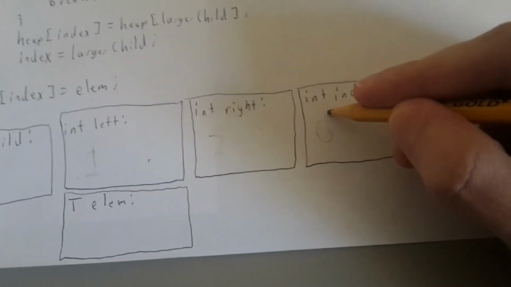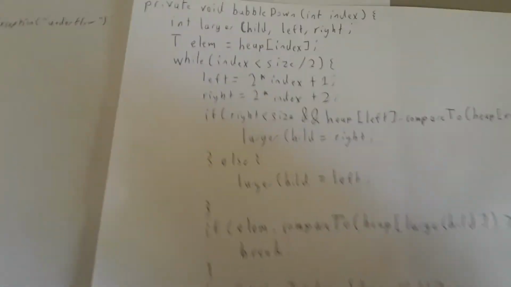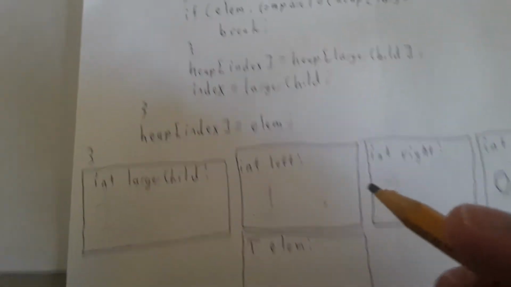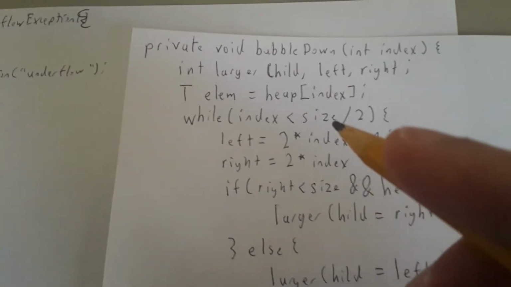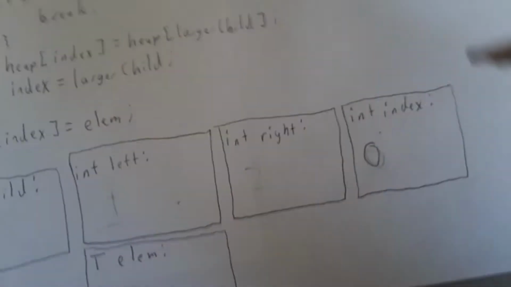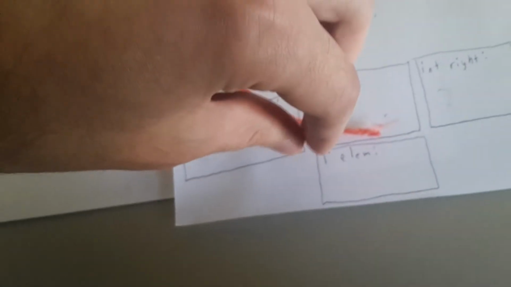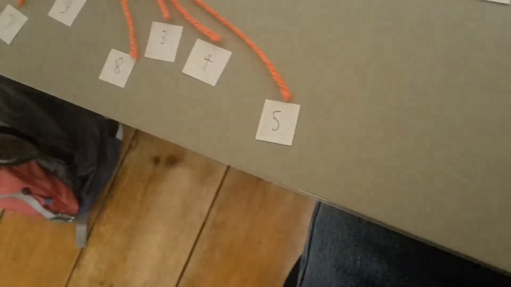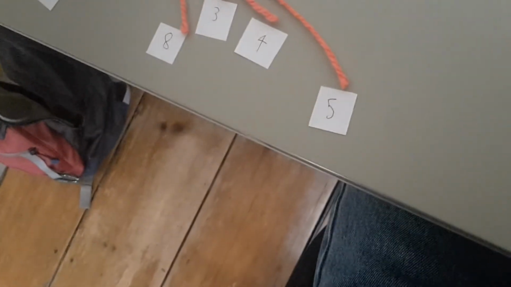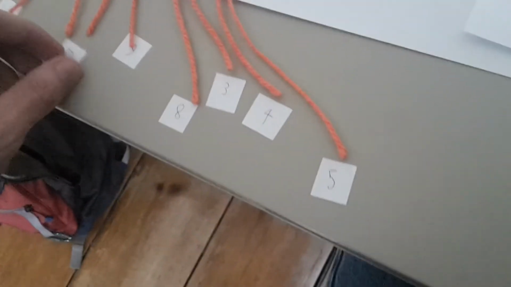Here's the function bubbleDown. We have the variables in the function, so we call it with 0, so index will be 0 initially. Then we have larger child, left, and right, which we have here, which are integers. Then we have the object element is equal to heap[index], which is heap[0] currently. So that is the 7, and I'm going to connect that. Let's do that right now. This one right here. There we go. And there's the connection.